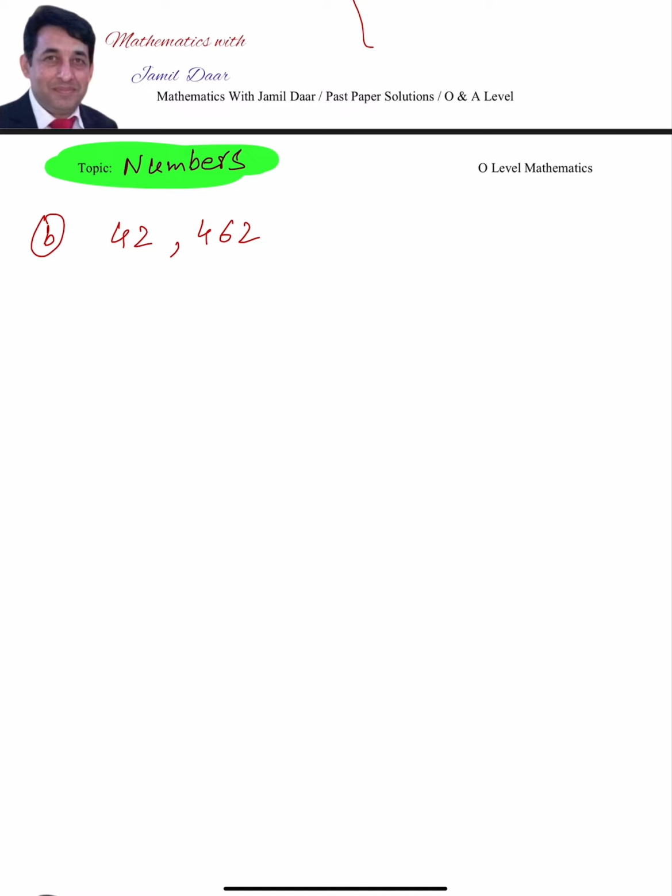So 42 prime factorization. Divisible by 2, 2 twos are 4, 2 ones are not divisible by 2. So divisible by 3, so 3 sevens are 21, 7 ones are 7. So we'll write 42 equals 2 into 3 into 7. And then 462.